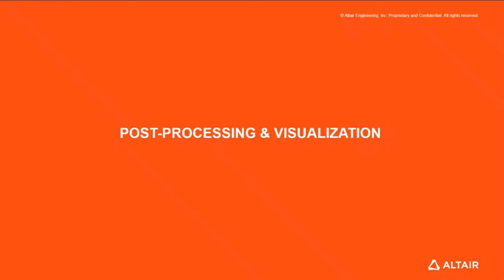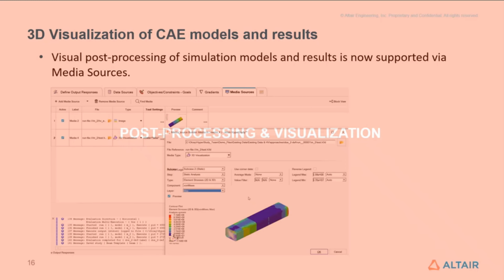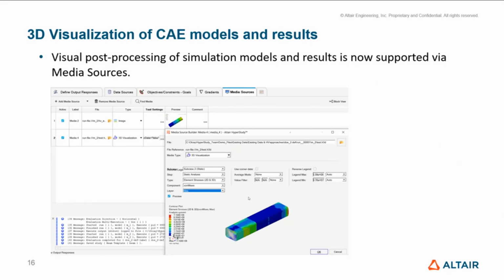The final category is the post-processing and visualization. A while ago, we introduced media sources where one can visualize images of any related information produced by the solver processes, such as a cross-section of a motor configuration in Flux2D, or hotspots from HyperView. And now we're introducing the visualization capabilities for 3D simulation model and results.